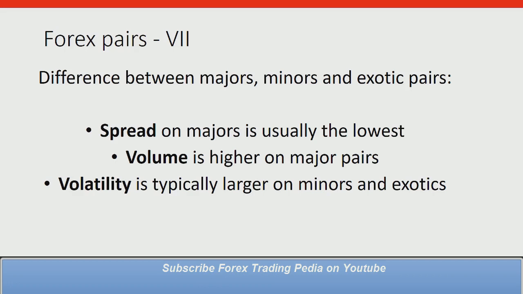So the spread on the majors is usually the lowest, which means that trading the major Forex pairs is usually the cheapest option. At the same time, the volume is higher on major pairs, which just means that more people trade the major Forex pairs. And finally, the volatility, which means how much price moves, is larger on the minors and exotics.